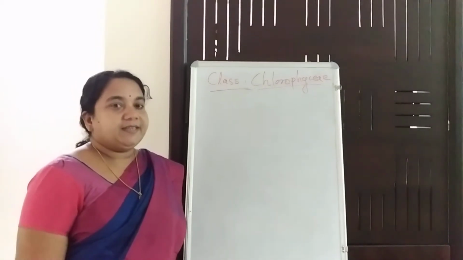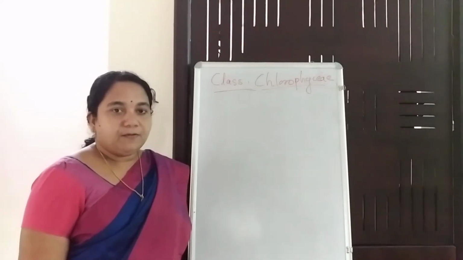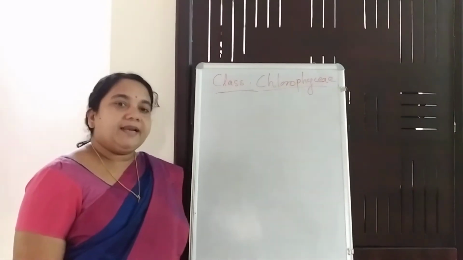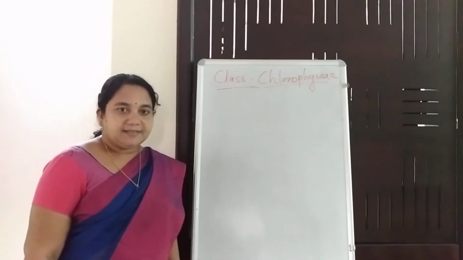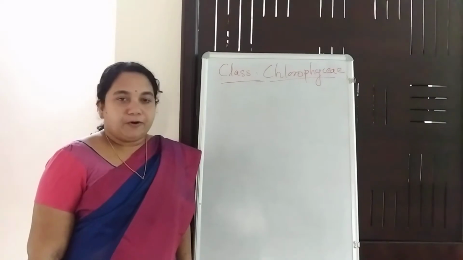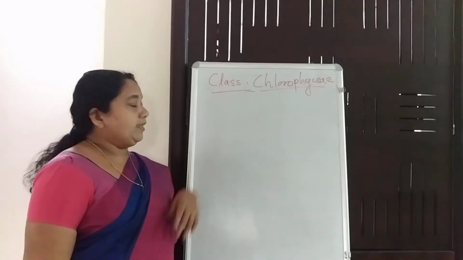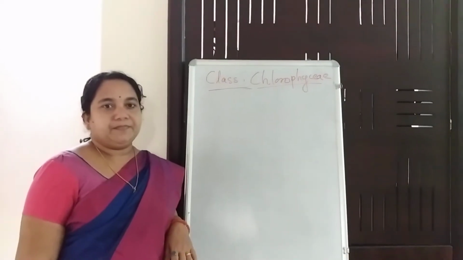Chlorophyceae, you already heard in the last class. It is one of the classes of algae. Algae includes different classes such as Chlorophyceae, Phaeophyceae, and Rhodophyceae. Now we are going to deal with class Chlorophyceae.